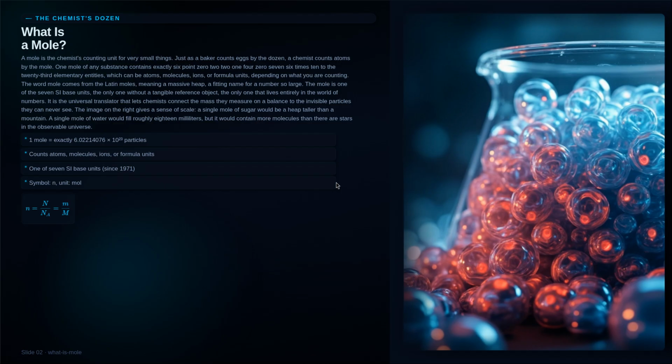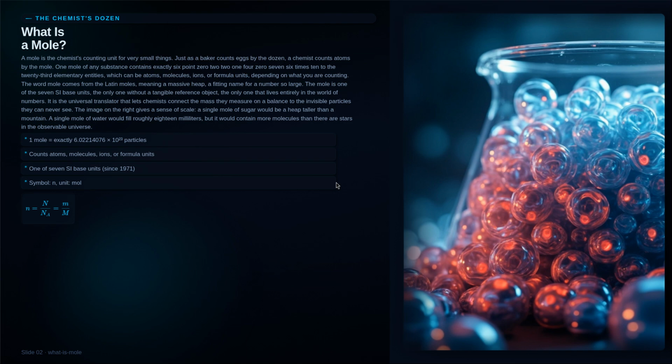So, what exactly is a mole? In everyday life, we group things in dozens, in pairs, in scores. A mole is simply the chemist's way of grouping atoms and molecules. One mole contains exactly 6.02214076 times 10 to the 23rd elementary entities. Those entities can be atoms, molecules, ions, or any other specified particles. The symbol for mole is the lowercase m-o-l, written mol.